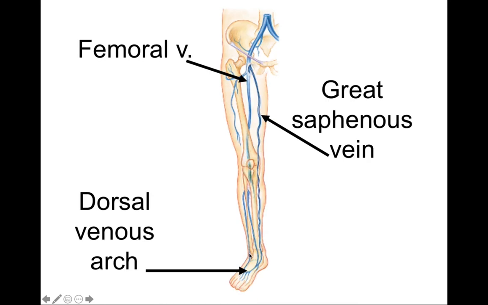Down here on the foot, we have a looping venous structure known as the dorsal venous arch. This is the arch that's found on the dorsal side of the foot, and it's eventually going to flow into the great saphenous vein, which courses up the entirety of the leg, and eventually will dump into the femoral vein, which is one that we would have discussed a few weeks back. The femoral vein will take blood into the iliac veins, which will eventually come together to form the inferior vena cava.